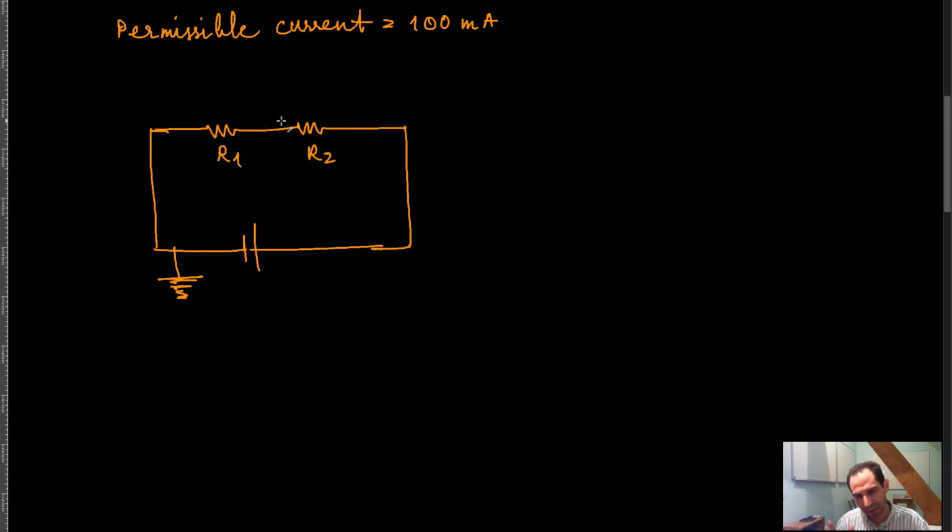Now, for whatever reason you want this current to be drawn by these two resistors in the network, both of them together.